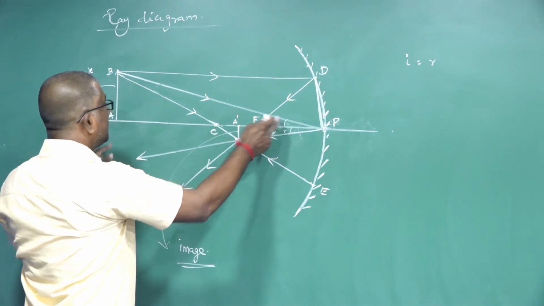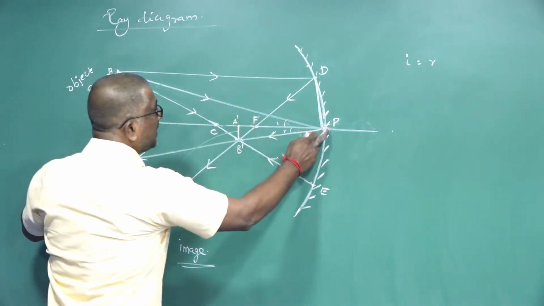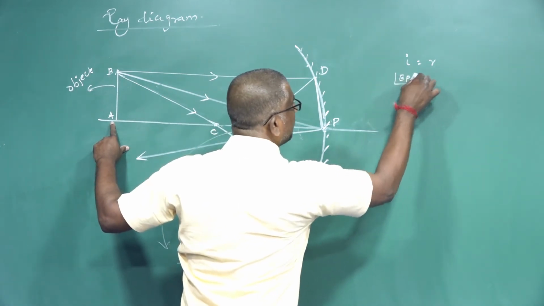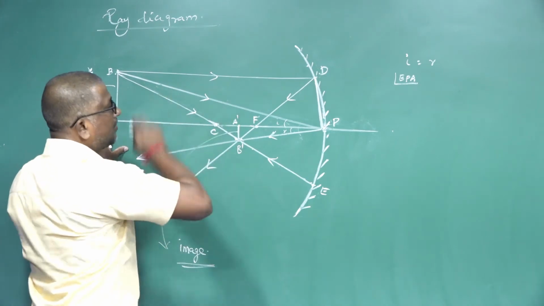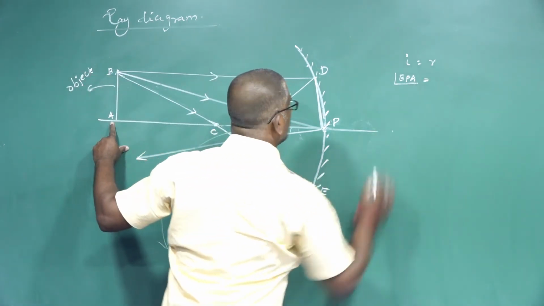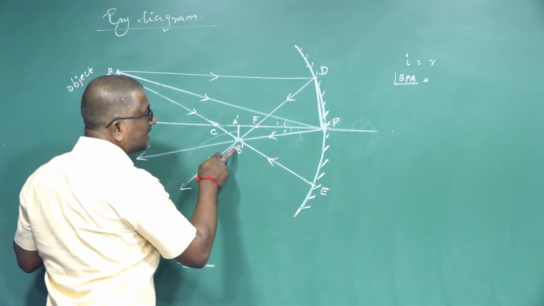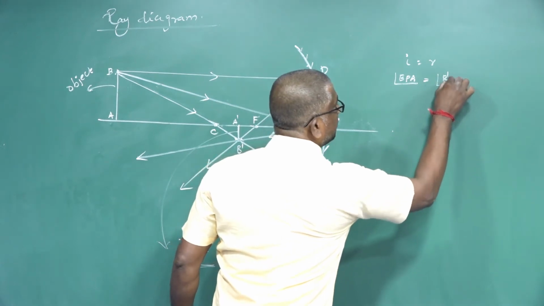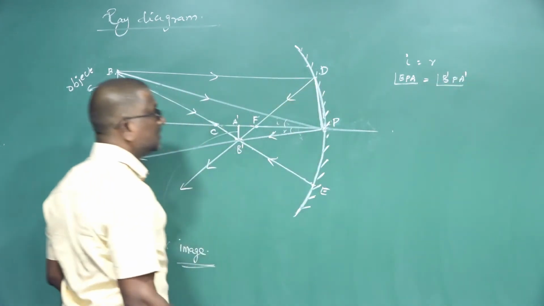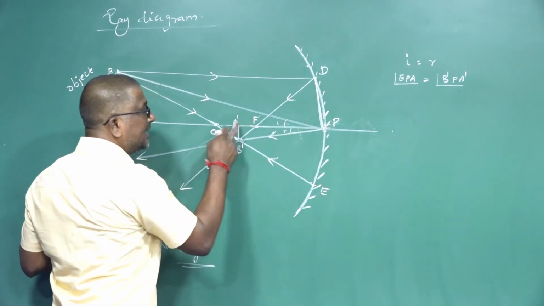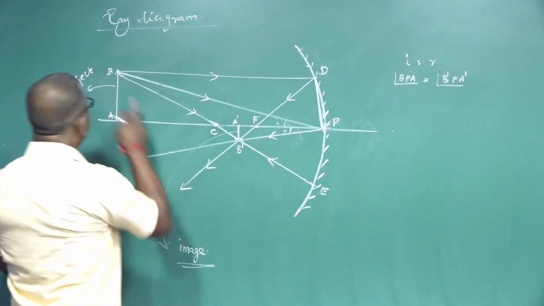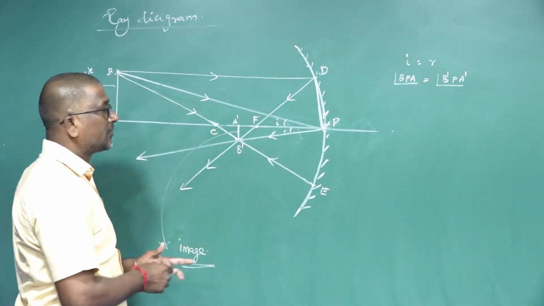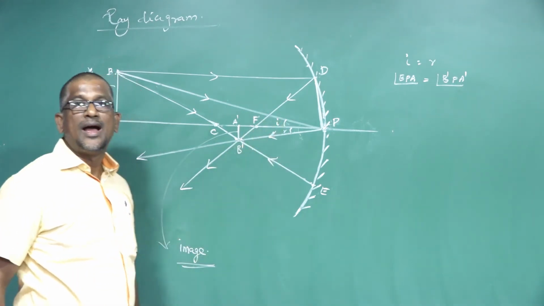Here, the angle of incidence is BPA. Angle BPA is the angle of incidence for this paraxial ray, which is equal to angle B dash P A dash. B dash P A dash is the angle of reflection and BPA is the angle of incidence. According to the laws of reflection, the angle of incidence is equal to the angle of reflection.